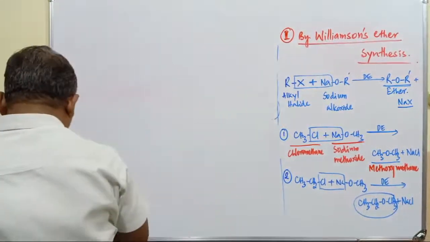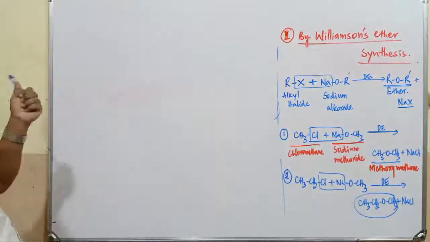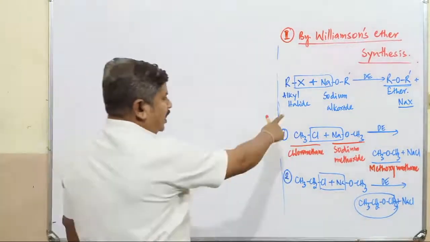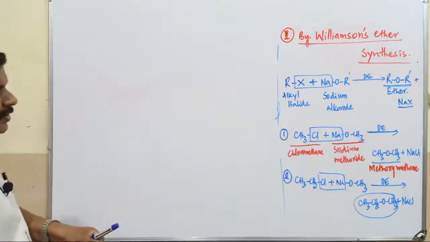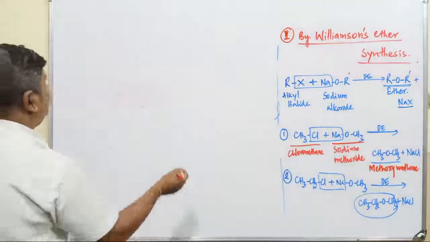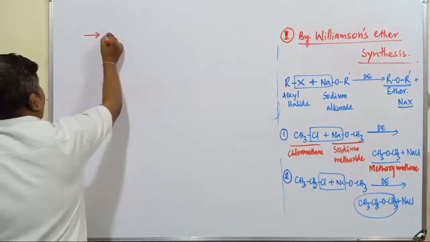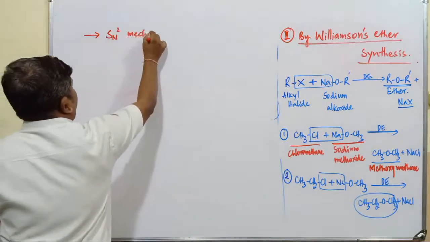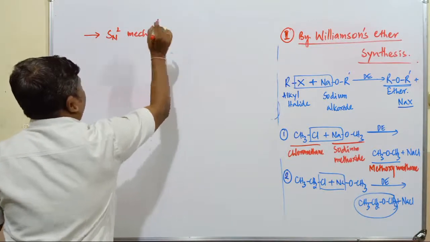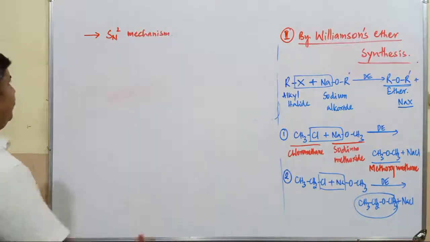What is the important point to remember in case of this Williamson's ether synthesis? Alkyl halide combines with sodium alkoxide in presence of dry ether, and that forms an ether compound. First important point, remember, this one also follows SN2 mechanism.